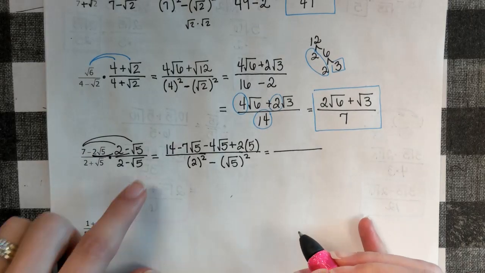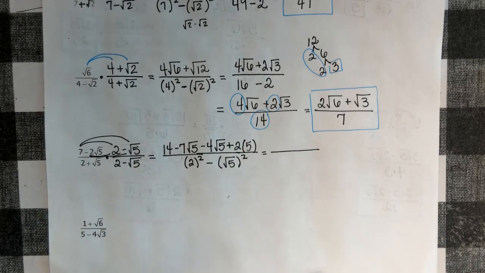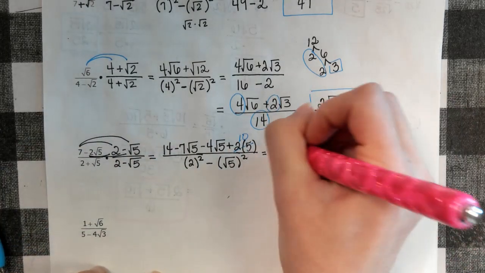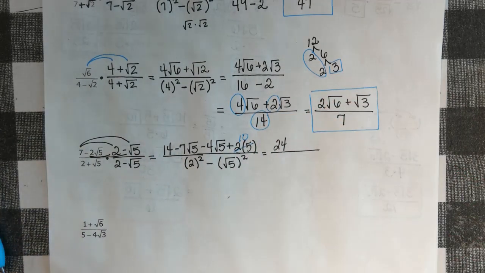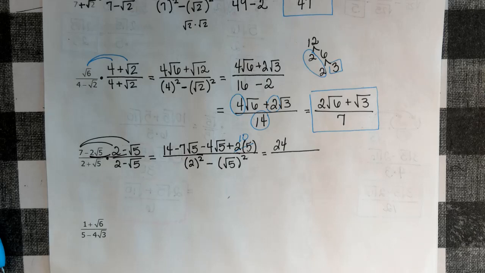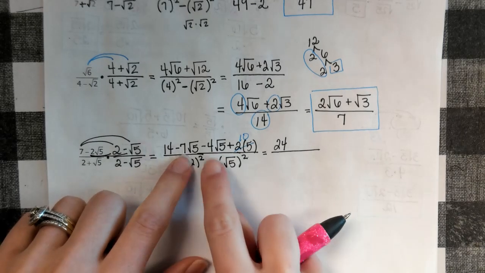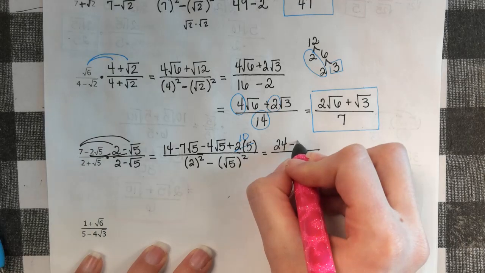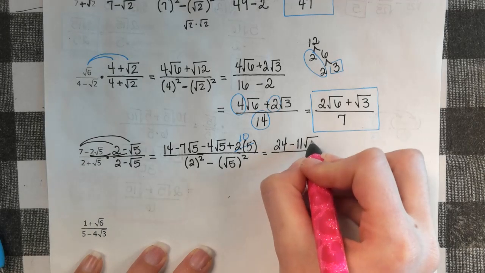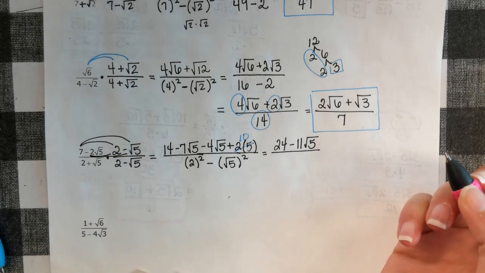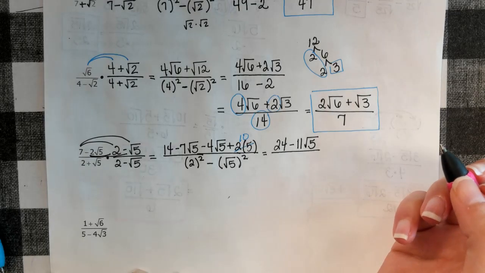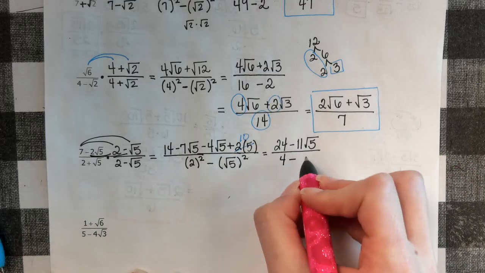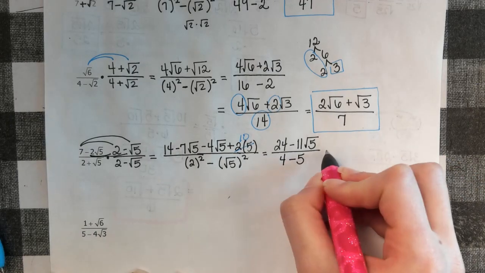So to clean it all up, 2 times 5 gives me 10. 14 plus 10 is 24. Then negative 7 square root of 5 minus 4 square root of 5 gives me negative 11 square root of 5. Very good. And then my denominator, 2 squared is 4 minus square root of 5 squared is 5.